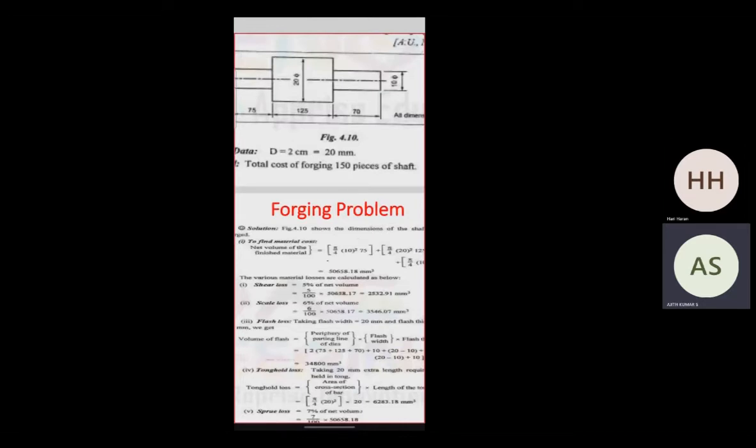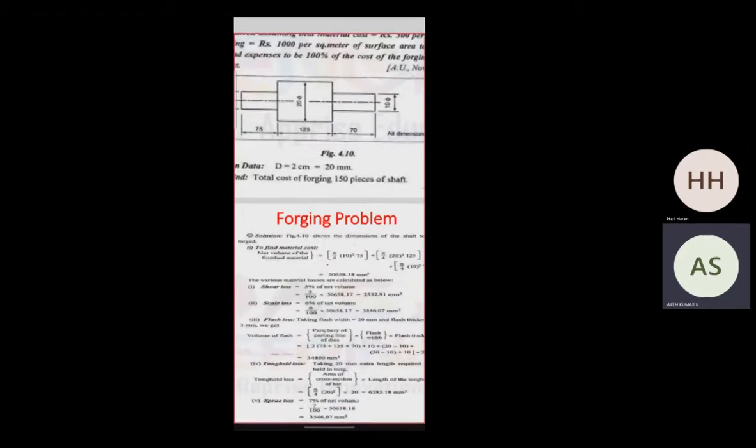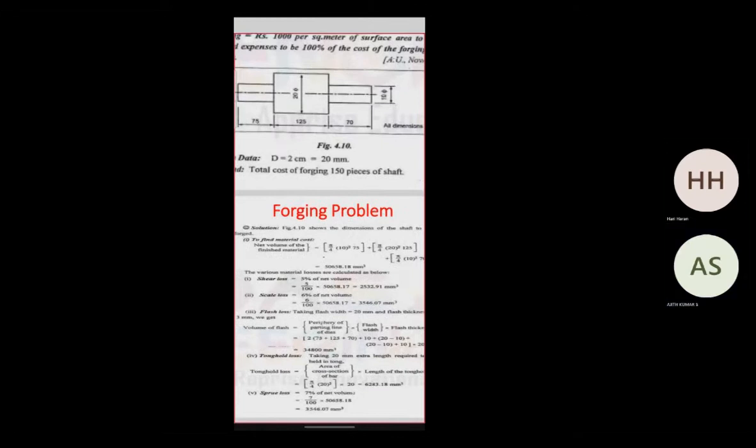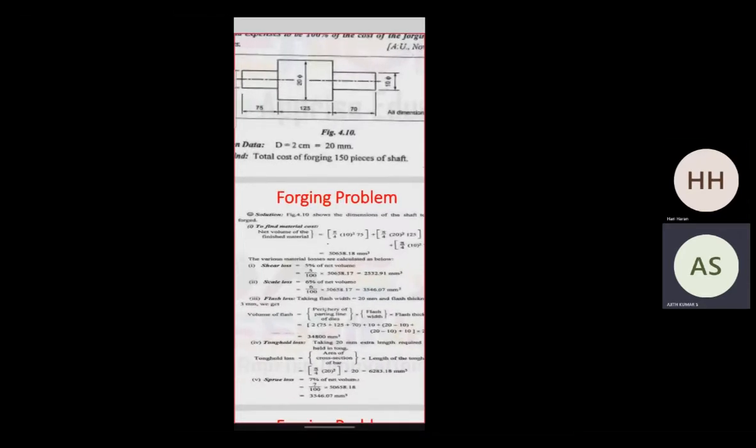And we have to take the flash loss. By taking the flash width 20 mm and the flash thickness 3 mm, we will get the periphery of the parting line of dies, that is 75 plus 125 plus 70 into 2 plus diameter plus 10, plus we want to minus 20 minus 10.